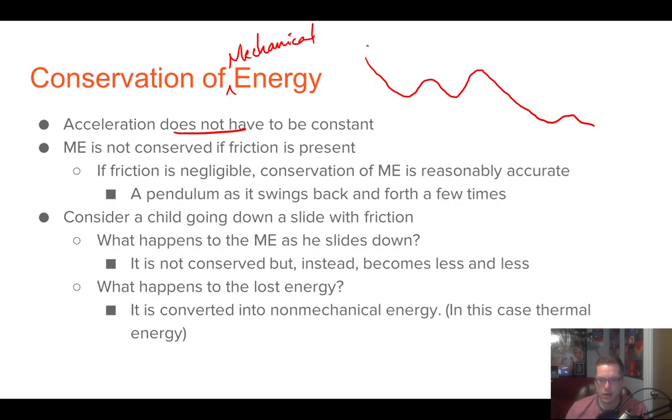Okay, but our mechanical energy, assuming that we make a completely frictionless roller coaster, which is not possible, but anyway, if we had a completely frictionless roller coaster, our mechanical energy would be constant. It would be conserved. Mechanical energy cannot be conserved if friction is present. If we say friction is negligible, conservation of mechanical energy is reasonably accurate. So you might be thinking, what's even the point of this if we have to ignore friction?